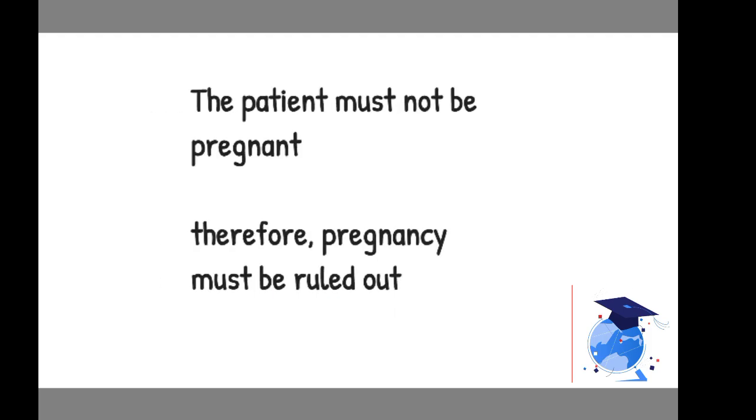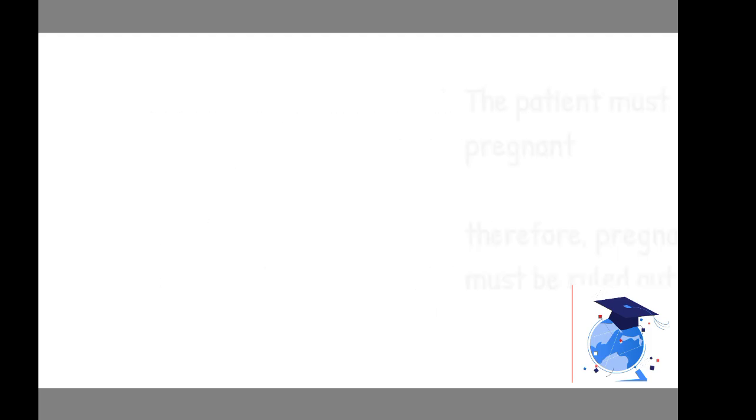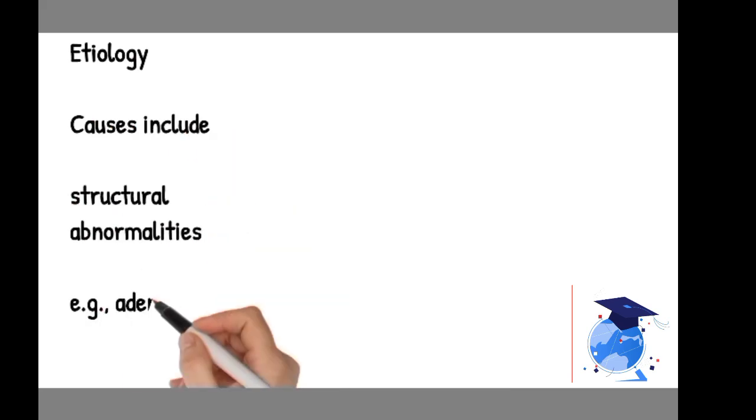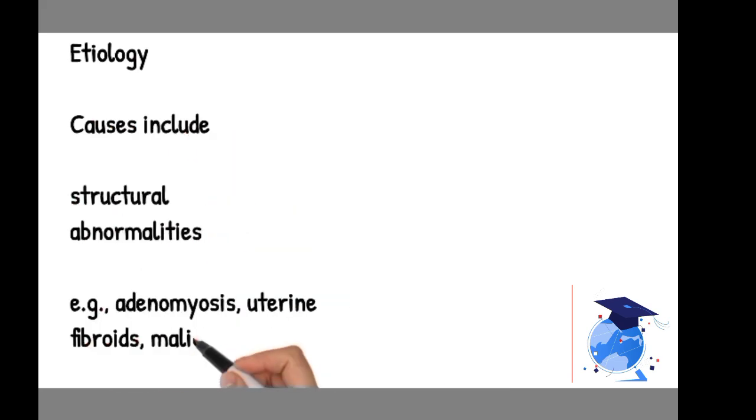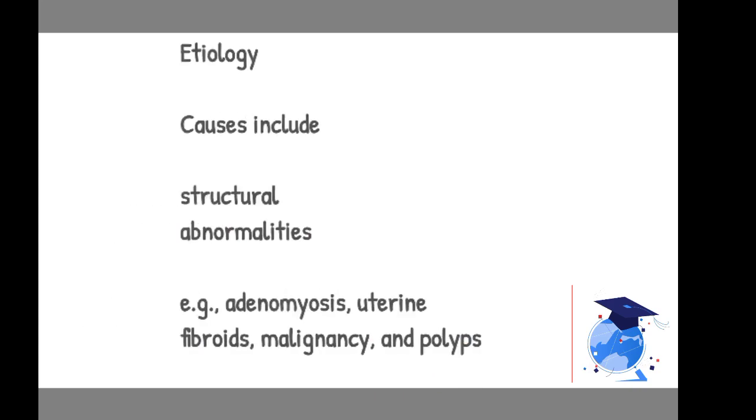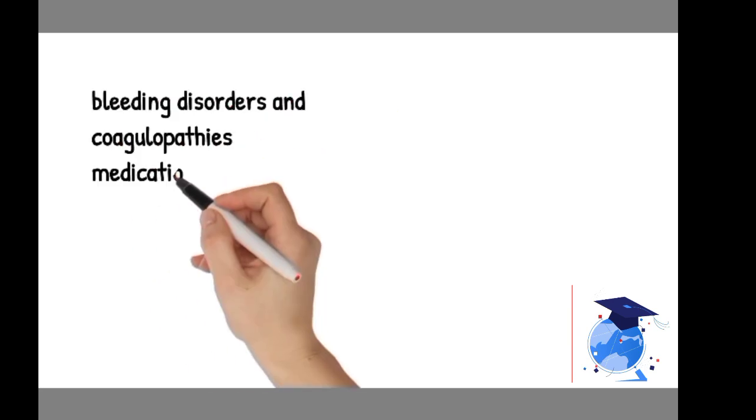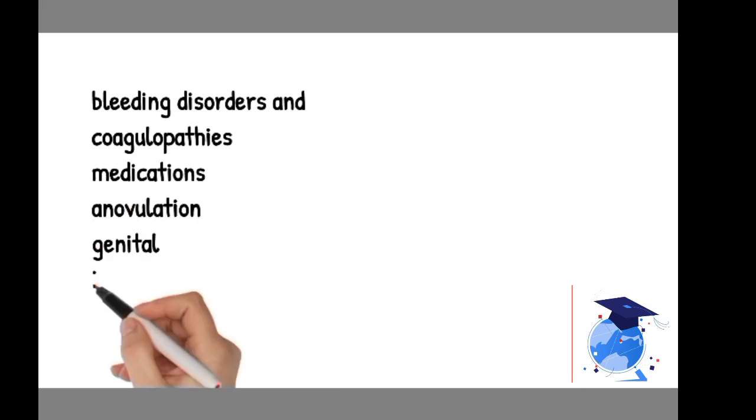In terms of its etiology, causes can include structural abnormalities, such as from adenomyosis, uterine fibroids, malignancy, and polyps. Other causes may include bleeding disorders and coagulopathies, medications, anovulation, and genital infections.